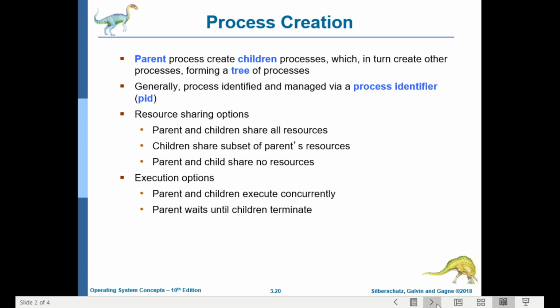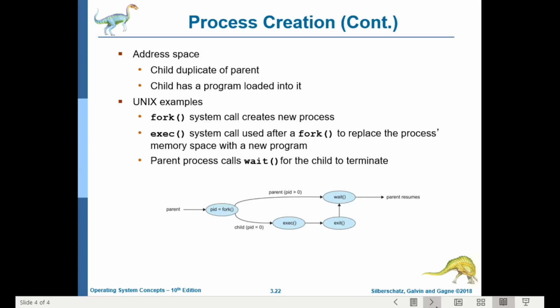For address space, there are two options. Children can duplicate their parent's address space, meaning that it has the same program and data as the parent, or children have their own address space. So the child has a program loaded into it, meaning that it will not share. It will have a different program and data from its parent.